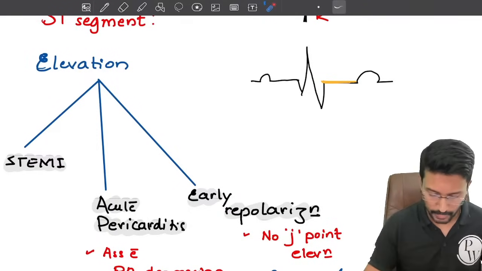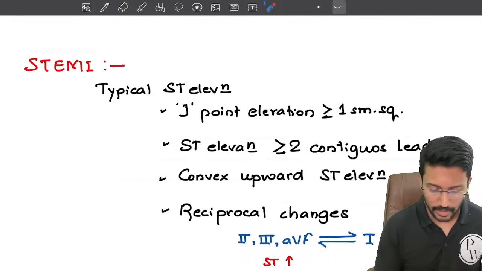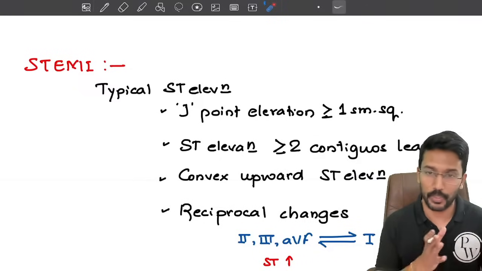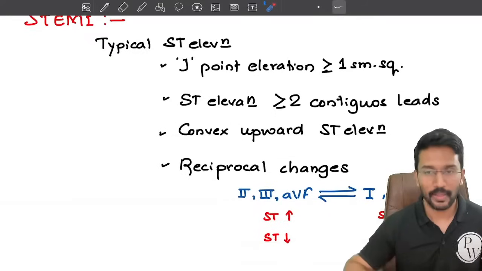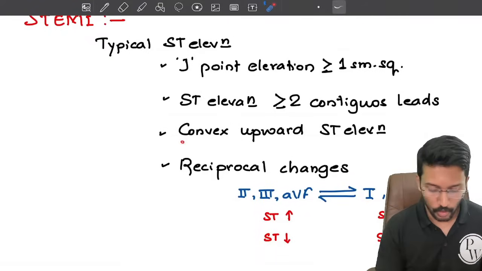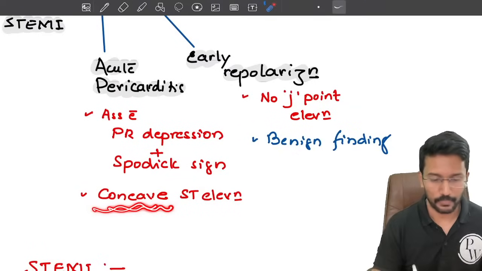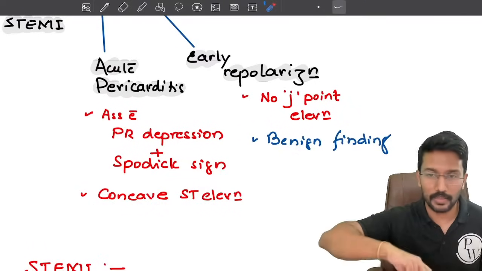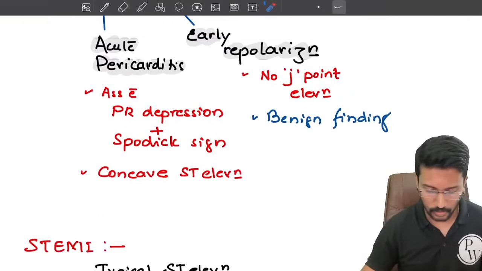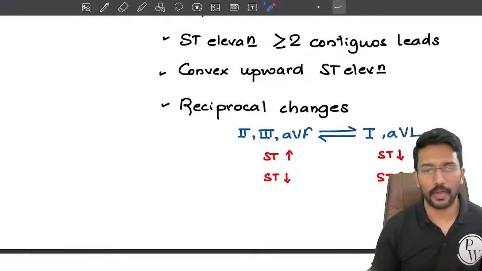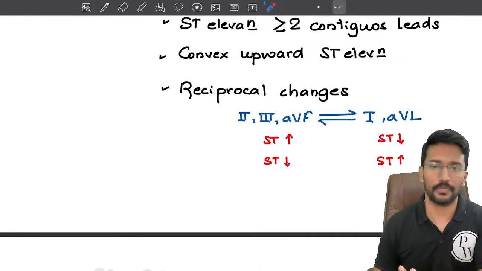The J point should be elevated. There should be elevation in at least 2 anatomically related leads which are representing one particular wall of the heart, and the elevation is generally going to be convex. In case of acute pericarditis, it will be concave. Concave ST elevation in pericarditis, convex ST elevation in case of STEMI, right?